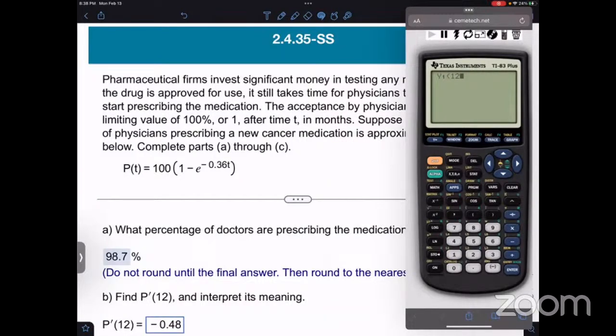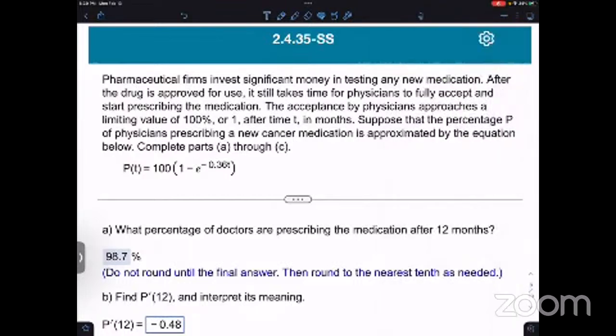So then we're asked to find P prime of 12. So we need to take the derivative. Okay, and let's take some notes here. So then let me start by getting a copy. We got this P of t equals 100 times 1 minus e to the negative 0.36t. Okay. I'm just going to move that right here.